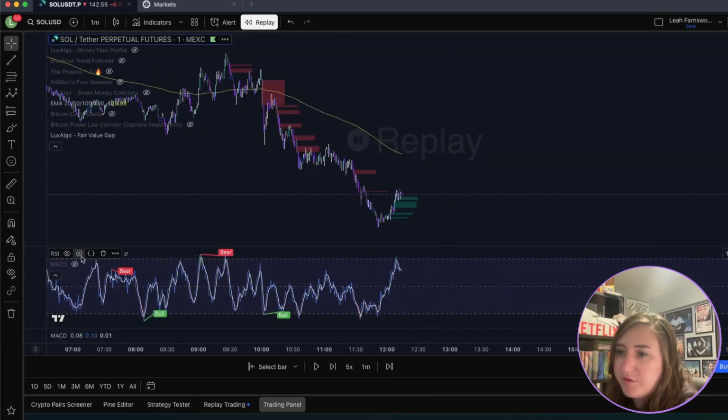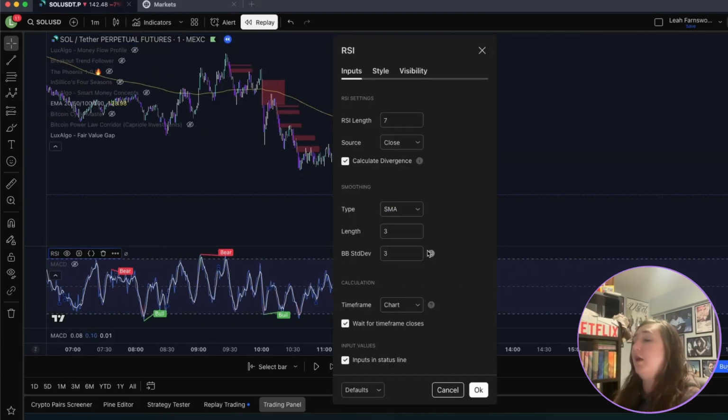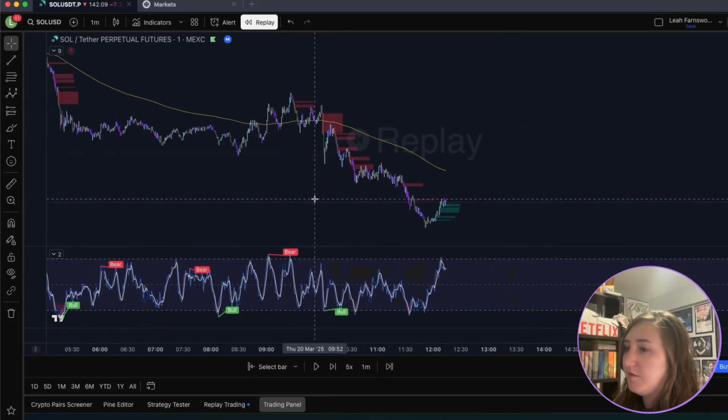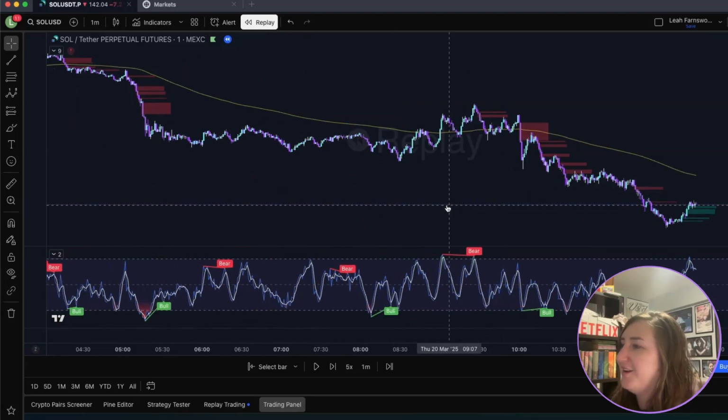A lot of people ask for my settings on this as well. Here they are up and live. Here are my settings for the RSI: RSI length is 7, source is close, type SMA, length 3, BB 3. And if you want to see the bullish and bearish divergences, you can simply select style. So we got a bullish, we got bearish. Anytime you see a divergence, what is a divergence exactly, right?